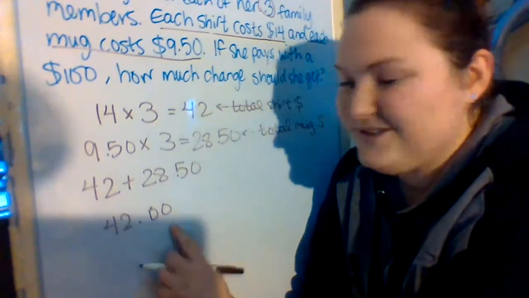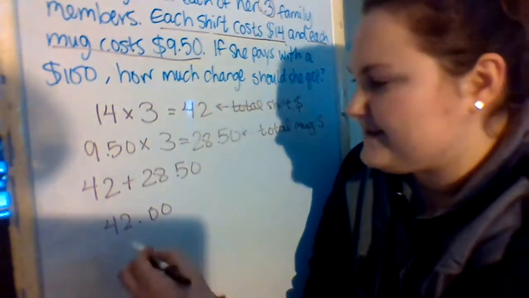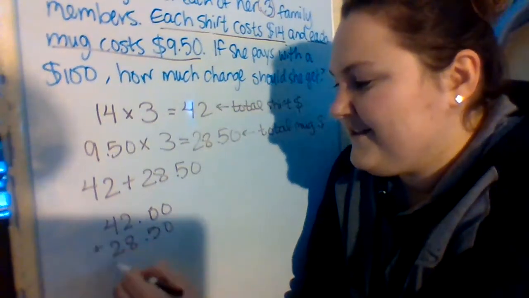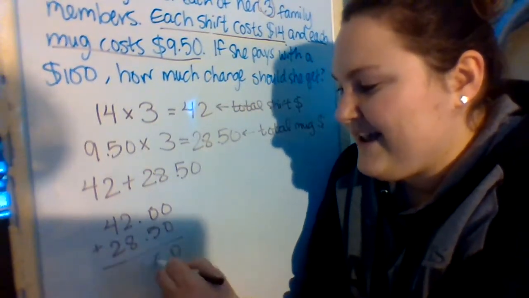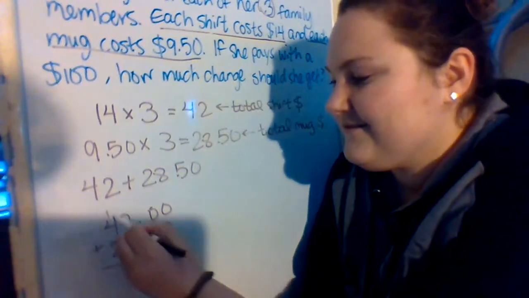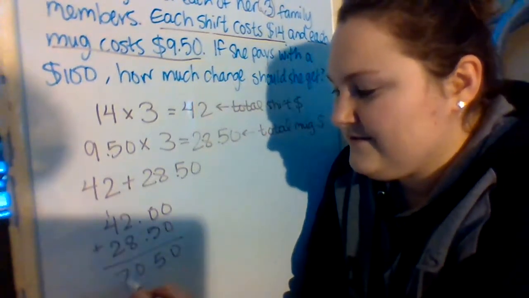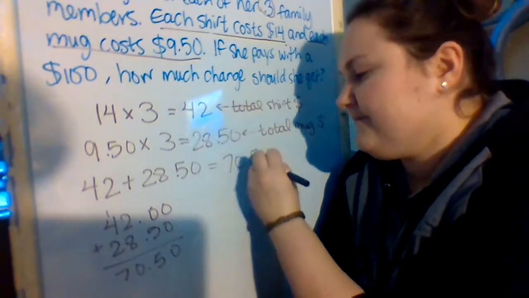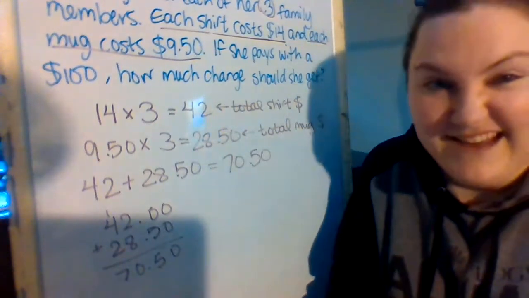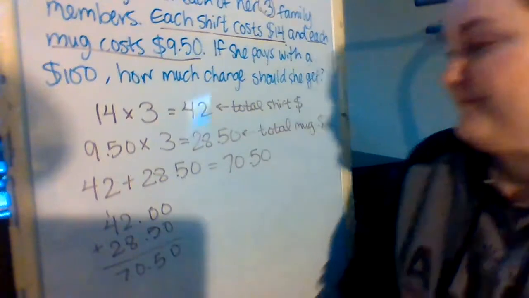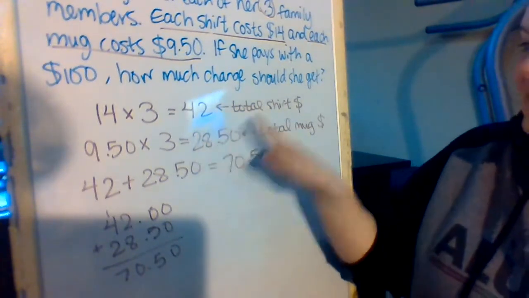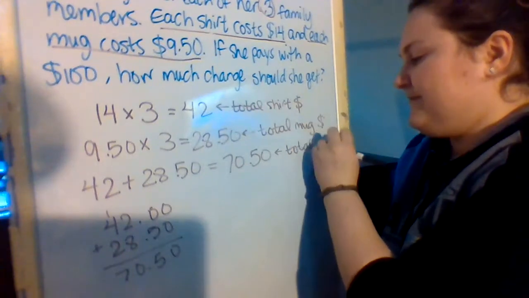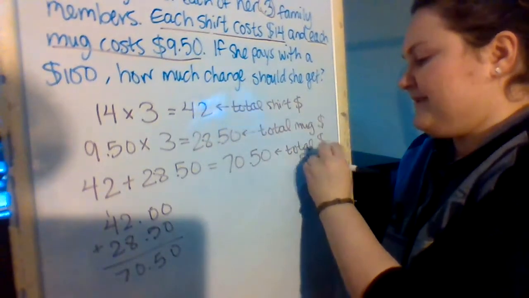So we could say 42. It's really like $42.00 plus 28.50. And we get $70.50. Now pause again, ask yourself, what did we just find? Well, we were adding these two things to find the total money spent.